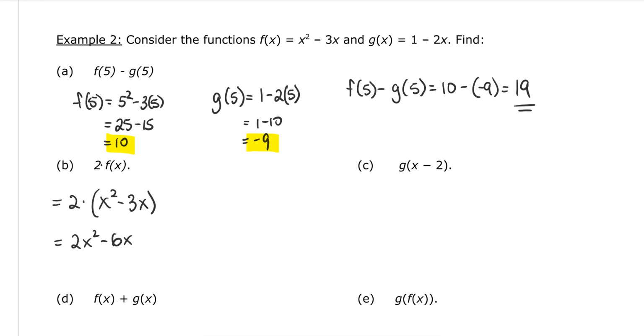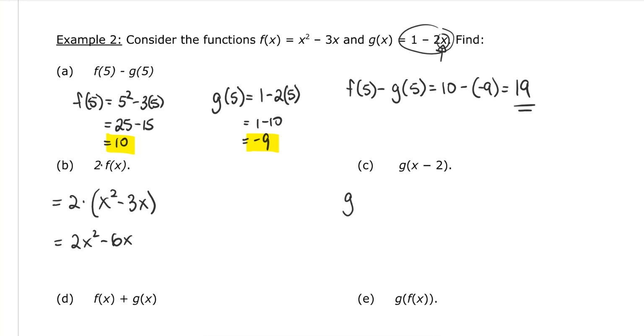Now your input could also be a combination of a variable and a number, or an actual expression, g of x minus 2. This says, take your input x minus 2 and replace wherever you see x in your expression. So I see x right there. Replace that with an x minus 2.